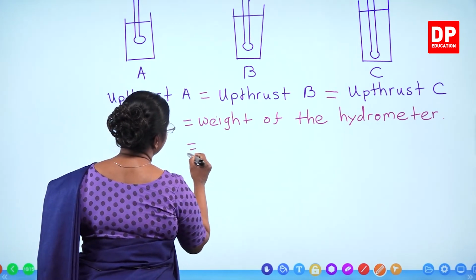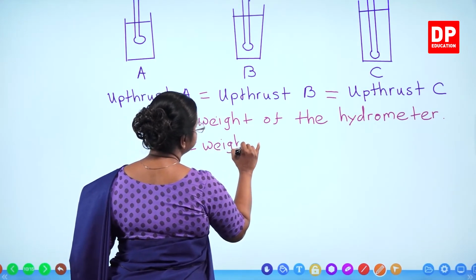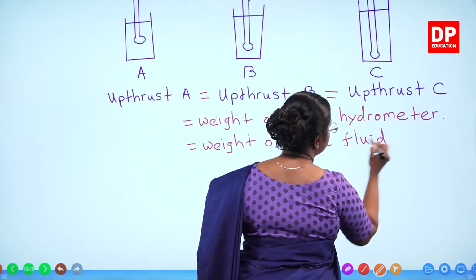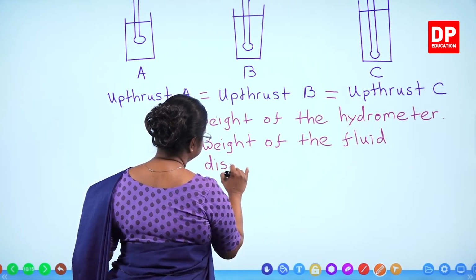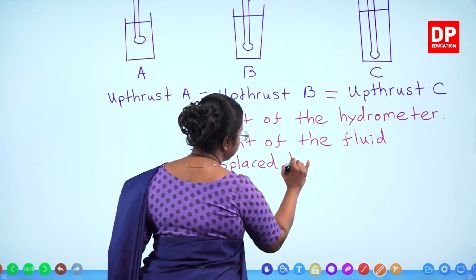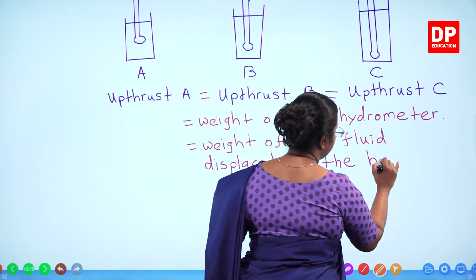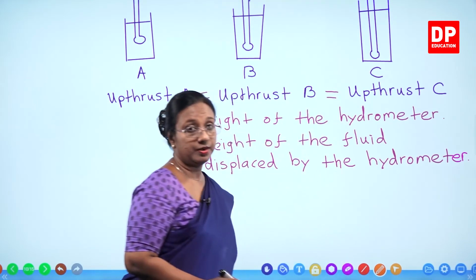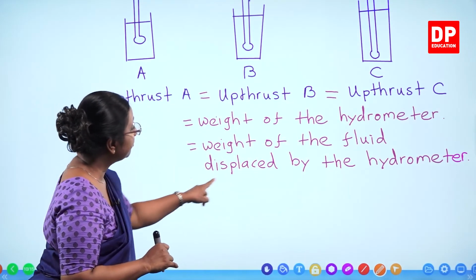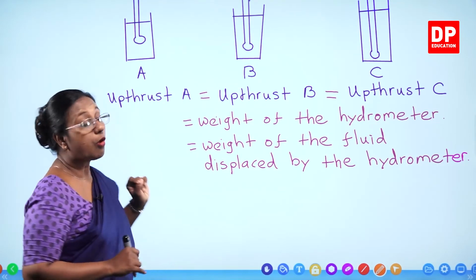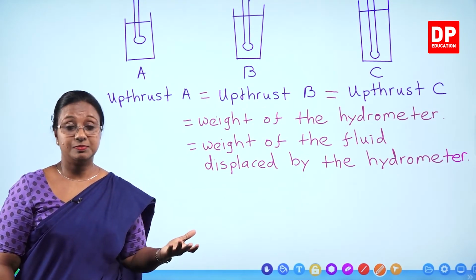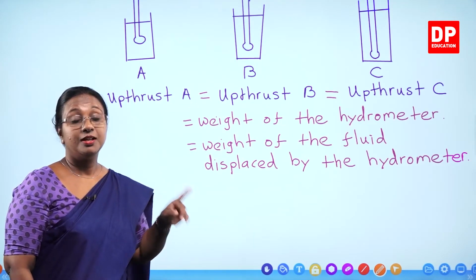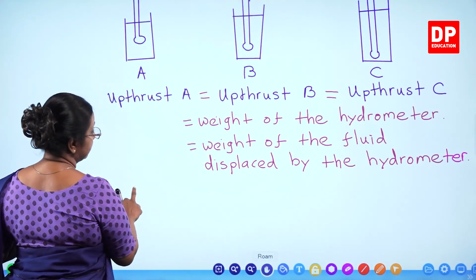So this will be equal to the weight of the fluid displaced by the hydrometer. So that is also equal. But then again, that particular weight is given by the volume of the fluid that has been displaced. So here the volumes are different. So that is what we need to understand.